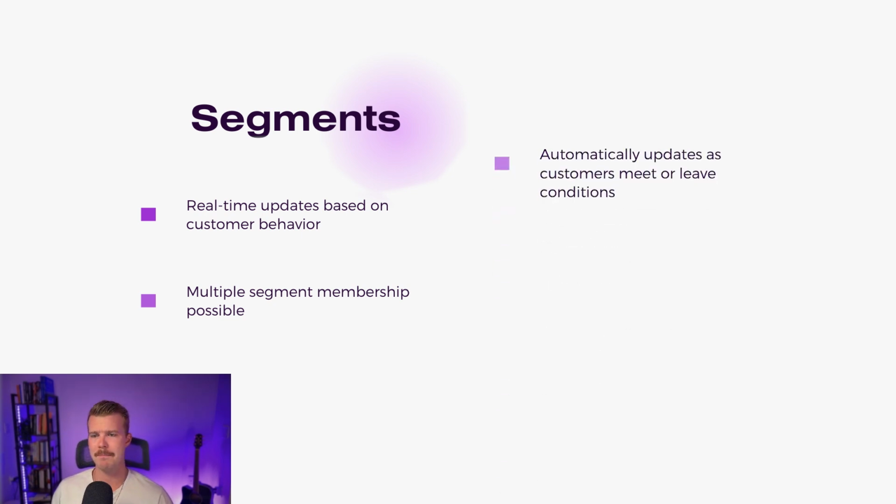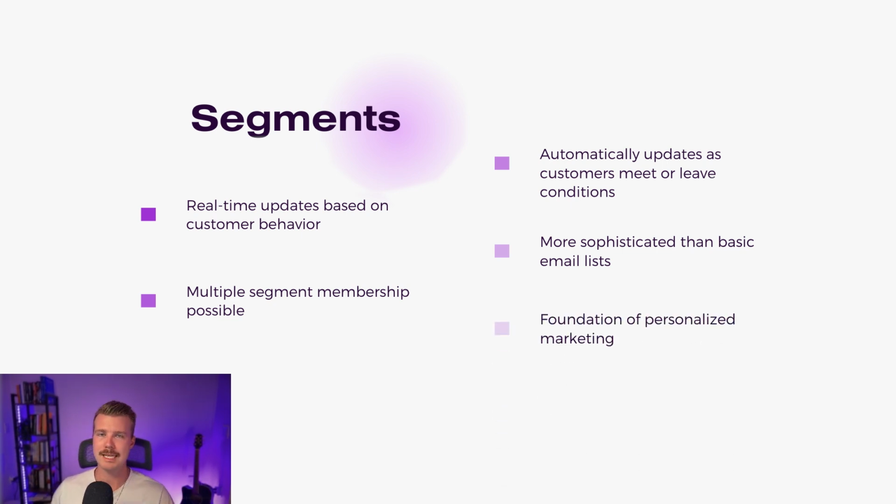You have automatic updates. So basically, as soon as a customer hits a certain criteria, they're added in, and as soon as they no longer hit that criteria, they're removed. They're a lot more sophisticated than having a static list, and really it's the foundation of building personalized email marketing.